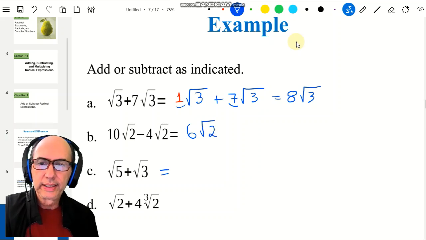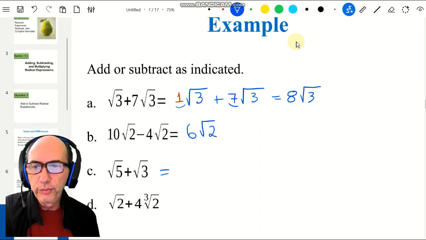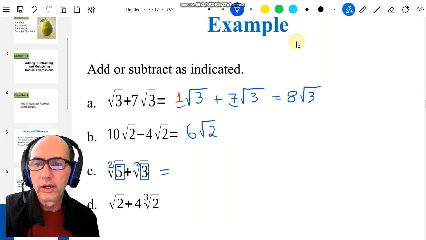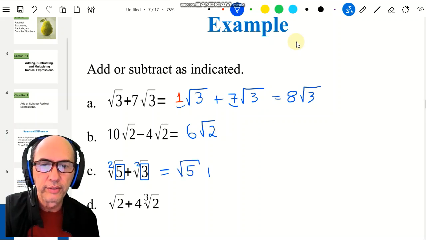What about letter C? Square root of 5 plus square root of 3. Well, both have the same index. It's invisible, but the index is 2, right, of the square root. But the radicand is different. Look, this is 5, this is 3. We cannot combine. We keep this as square root of 5 plus the square root of 3.